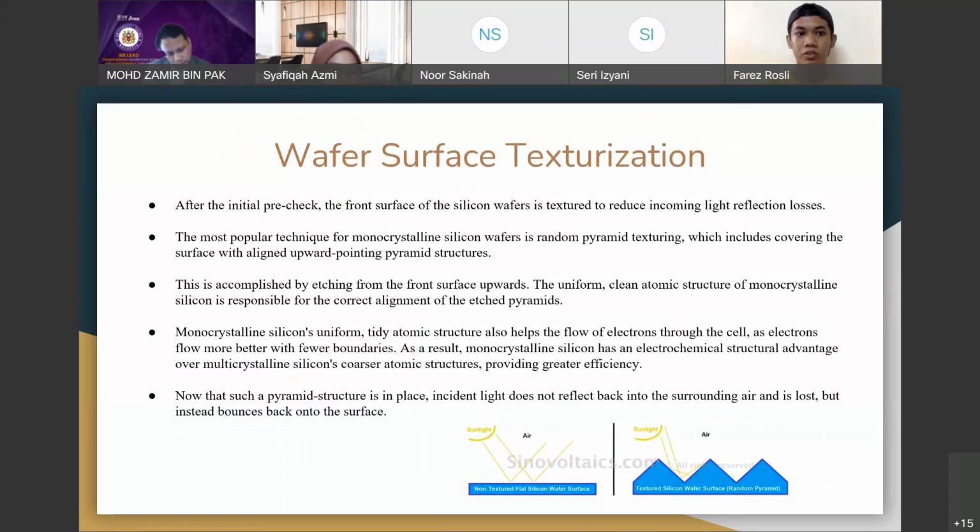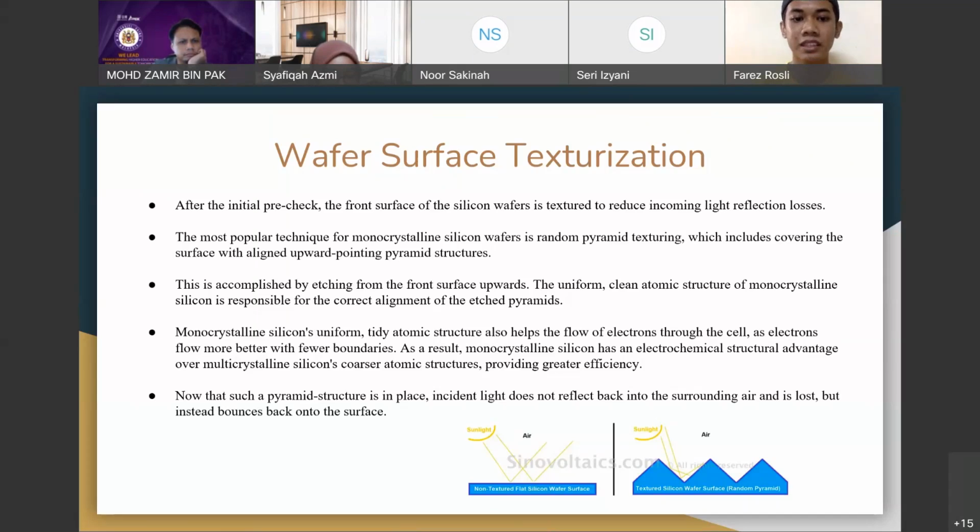So first and foremost, wafer surface texturization. Actually, before this part, obviously the wafer needs to undergo a cleaning process. So after the pre-check, the front surface of the silicon wafer is textured to reduce incoming light reflection losses. The most popular technique for monocrystalline silicon wafer is random pyramid texturing. So the pyramid texture is in place.